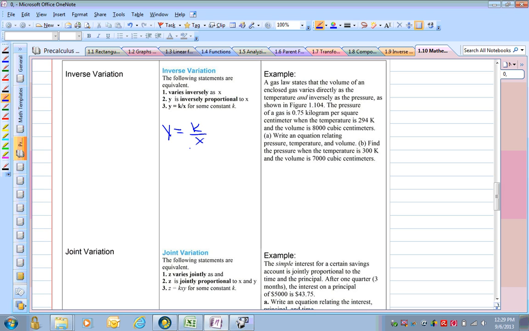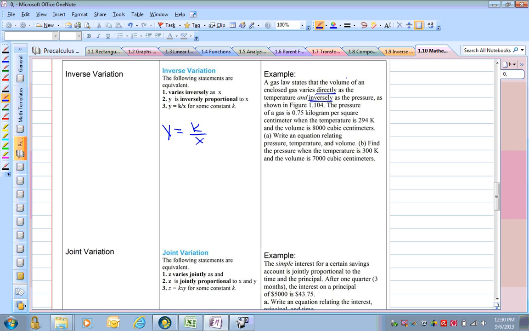Let's take a look at this example and see if we can set this up. Remember, the first thing that comes up in the problem is most likely the y value. So it says a gas law states that the volume of an enclosed gas varies directly as the temperature and inversely as the pressure. We're going to have several things here. So we have direct, which we already know was the multiplication one, and we have inverse, which we know is division. So direct, something gets multiplied by the constant. Inverse, the constant is divided by that amount.